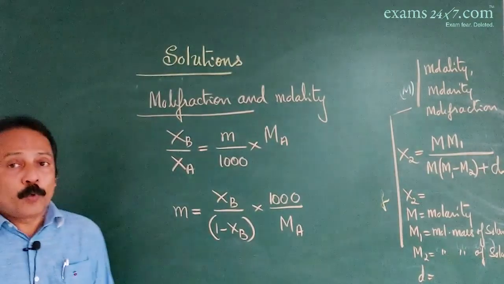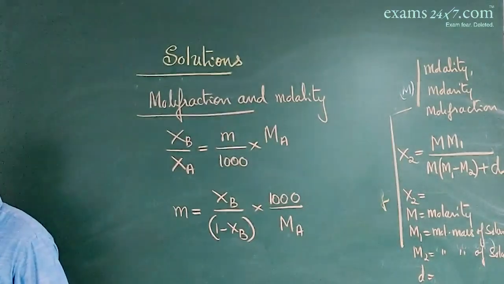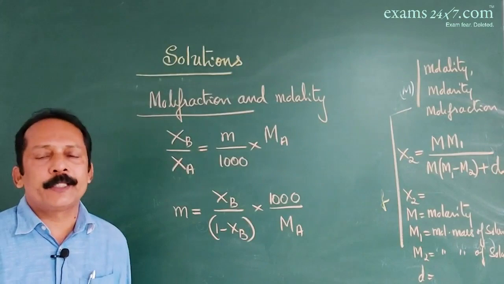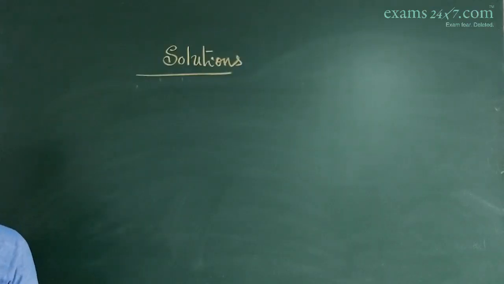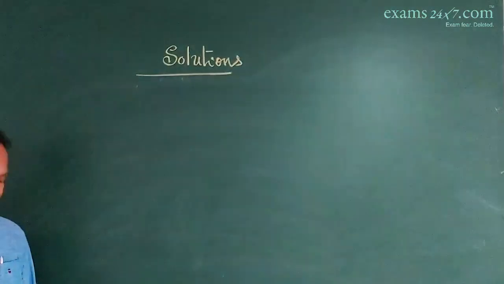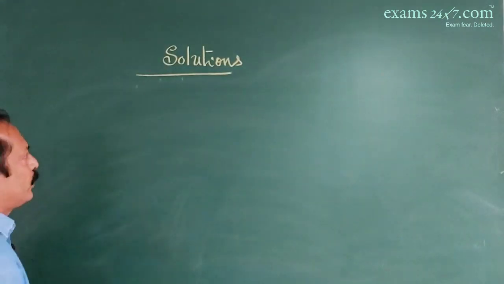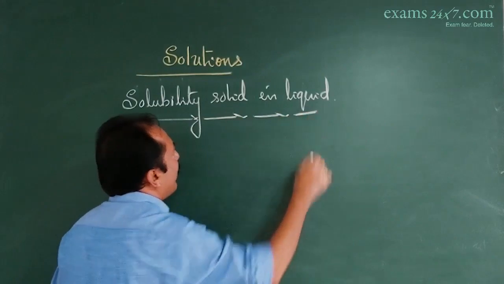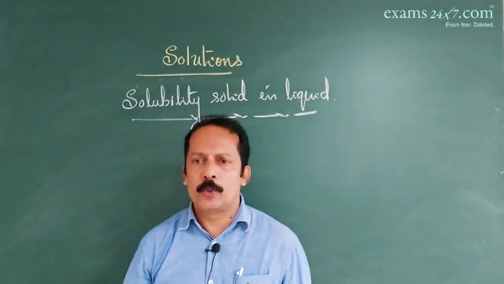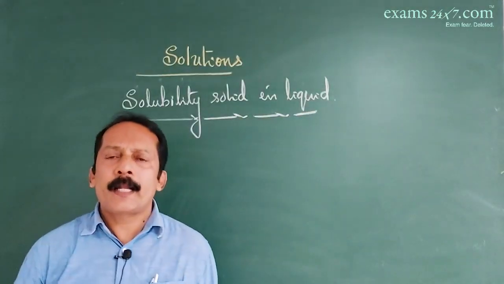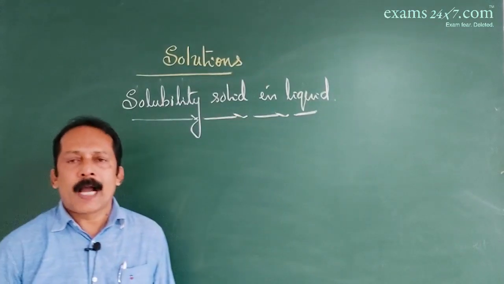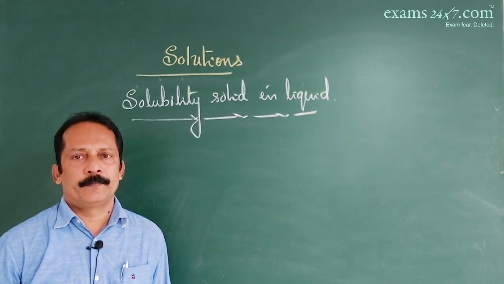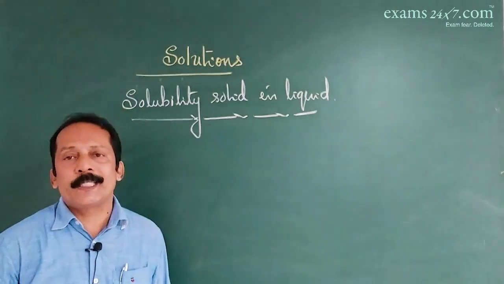Now, next, moving on to solubility: solubility of a solid and solubility of a gas. The first is the solubility of a solid in liquid. This refers to the maximum amount of solid solute dissolved in 100 gram of solvent at a given temperature. This is called the solubility of a solid.